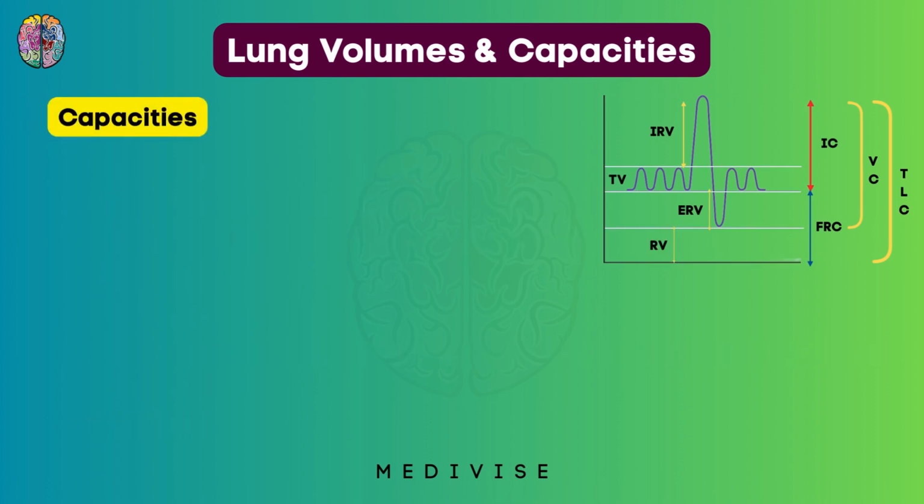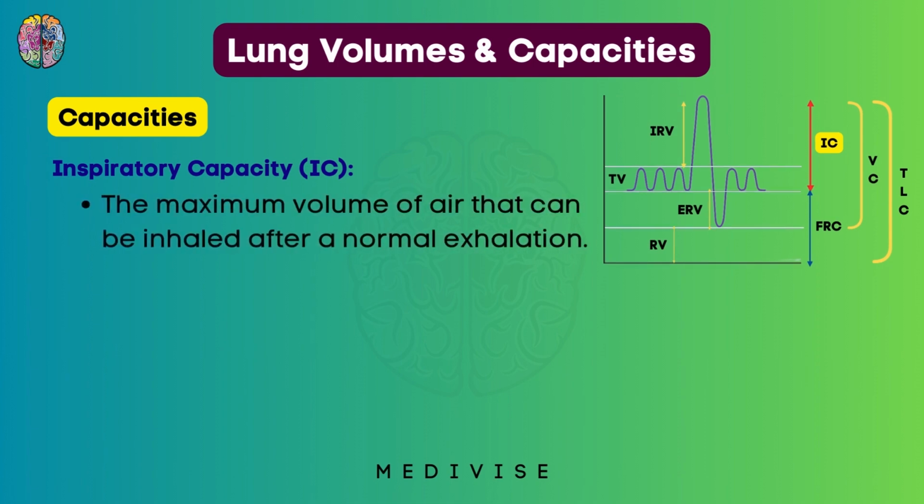Now coming to the capacities, first we have the inspiratory capacity, and as you can see from the graph on the side, how will you define this? This is the maximum volume of air that can be inhaled after a normal exhalation. So as you can see in the graph, the inspiratory capacity is the addition of the tidal volume and the inspiratory reserve volume. So the tidal volume is 500 milliliters and the inspiratory reserve volume is 3000. So the inspiratory capacity is 3500 milliliters.